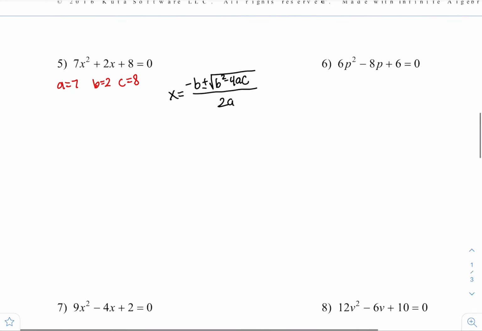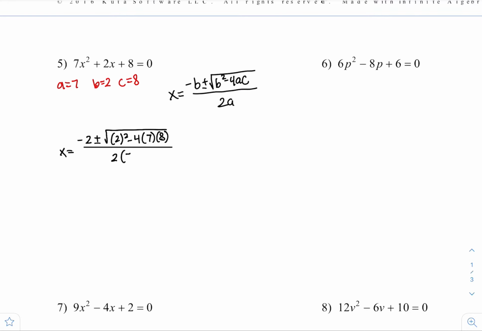So I know my a, b, and c. Now we're going to substitute them in. So x is going to equal negative 2 plus or minus the square root of 2 squared minus 4 times our a, which is 7, times our c, which is 8, all over 2a, which is 2 times 7, because that's our a value.